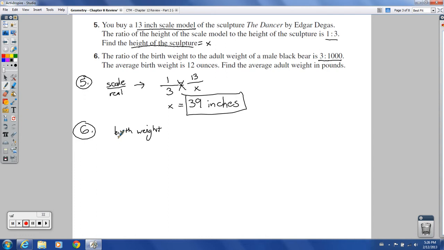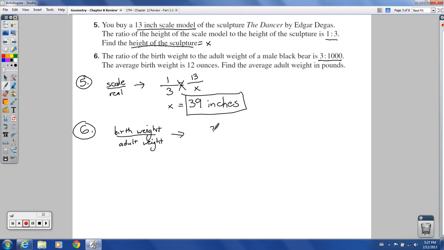Keep the birth weight on the top and keep the adult weight on the bottom. You could flip-flop those, but then you'd have to keep the adult weight on the top and the birth weight on the bottom the whole way through.